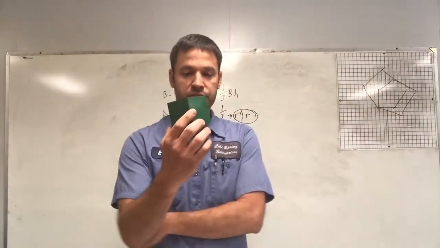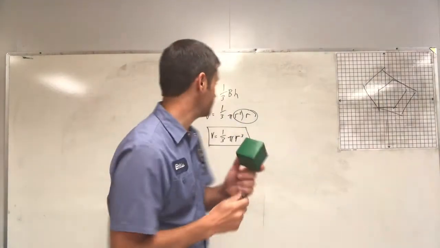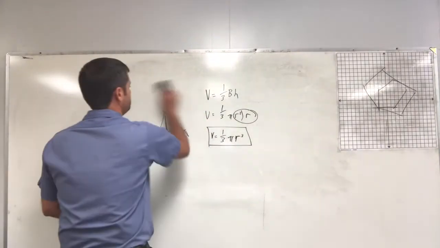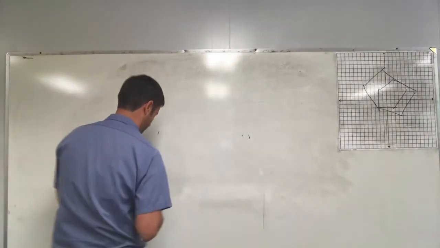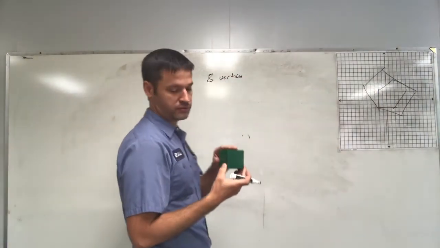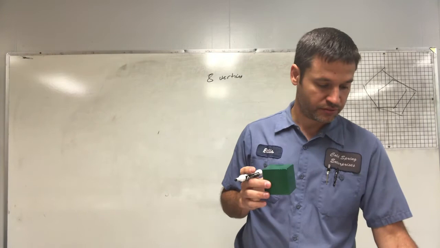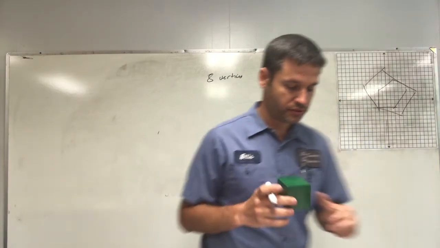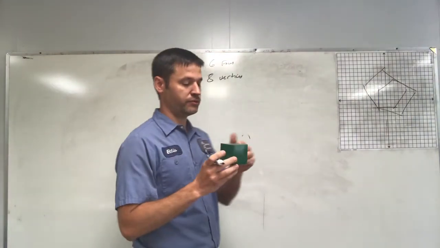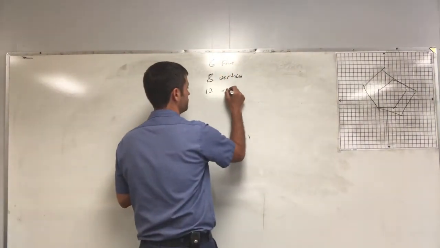How many vertices are on this thing to begin with? 1, 2, 3, 4, 5, 6, 7, 8. Let's start with vertices. So there's 8 vertices to begin with. 8 vertices. How many faces? 1, 2, 3, 4, 5, 6. 6 faces. And how many lines? 1, 2, 3, 4, 5, 6, 7, 8, 9, 10, 11, 12. 12 edges.